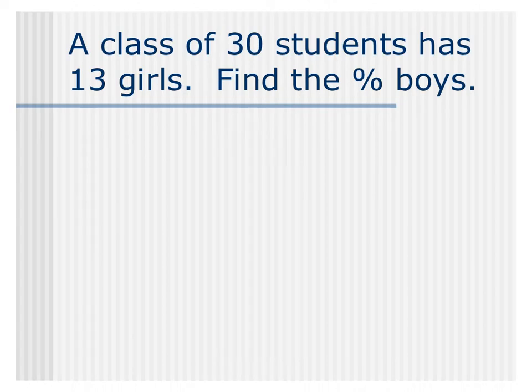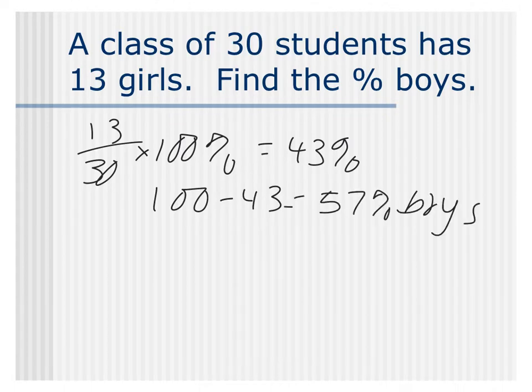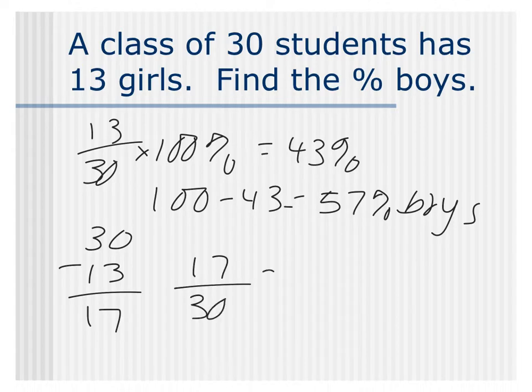Okay, so let's do one where you have to think about it a little bit more, because I want to find the percent boys in the class, but they only told me 13 girls. So option number one, 13 out of 30 girls times 100 to make our percent is 43.3% girls, or 43%. So for boys, 100 minus 43, there must be 57% boys. My other way is, if there's 30 and 13, there must be 17 boys. So then I could do 17 out of 30 times 100, and I should get the same answer of 57% boys.